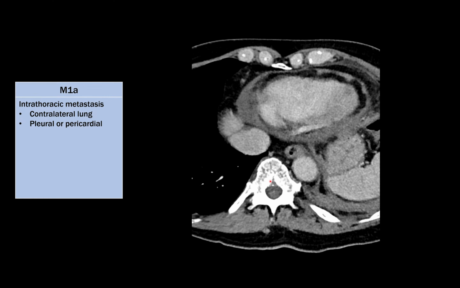For any lung cancer patient with a pericardial effusion, it's really important to look for nodularity of the pericardium to determine whether there's pericardial metastases.